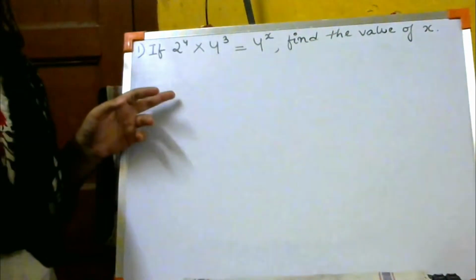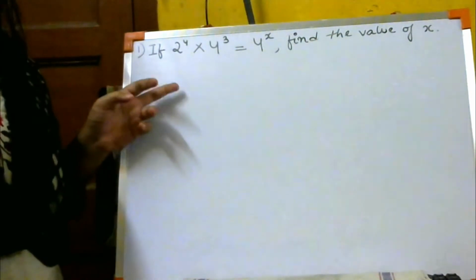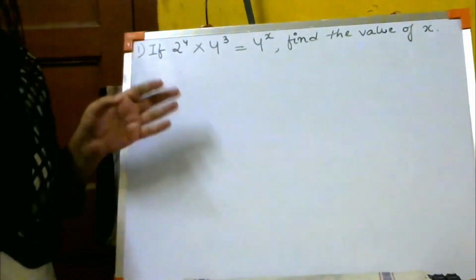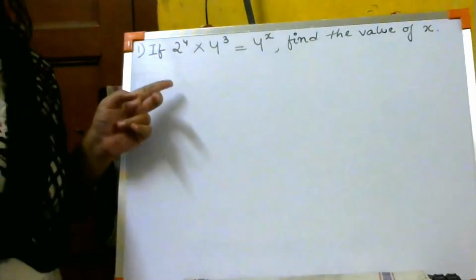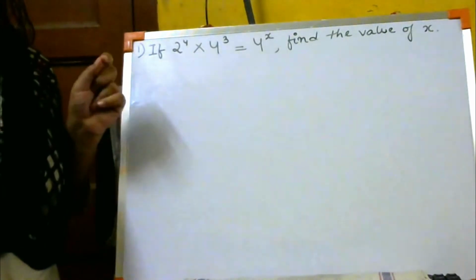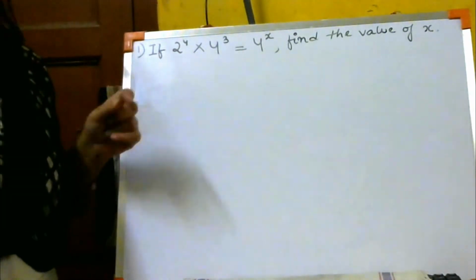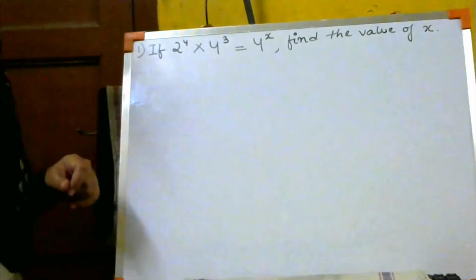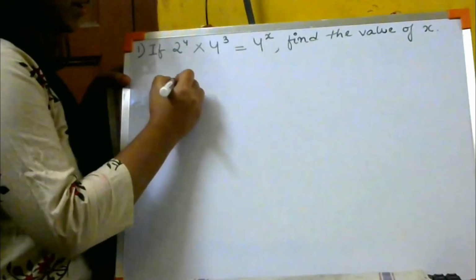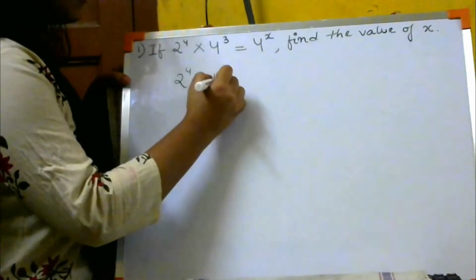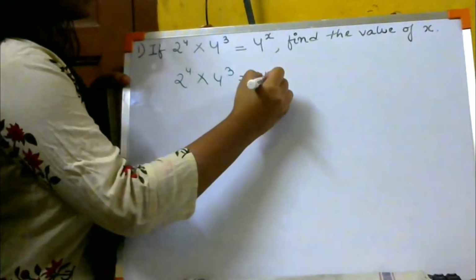These kind of sums were done by us in day 3, that is the previous day. The last two sums that we had done were these kind of sums. We are finding the values of the power. We found out m, we found out n. Today we are going to find out the value of x. Clear? So let us do this sum. How we are going to do it? Same way. Let's copy down the sum first. 2 to the power 4 into 4 to the power 3 equals to 4 to the power x.